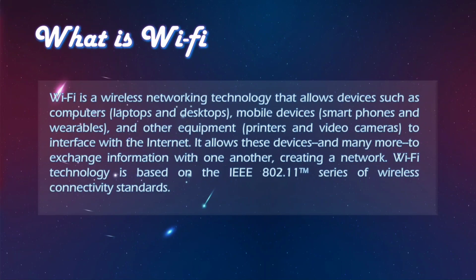What is Wi-Fi? Wi-Fi is a wireless networking technology that allows devices such as computers, mobile devices, and other equipment such as printers and video cameras to interface with the internet. It allows these devices and many more to exchange information with one another, creating a network. Wi-Fi technology is based on the IEEE 802.11 series of wireless network connectivity standards.